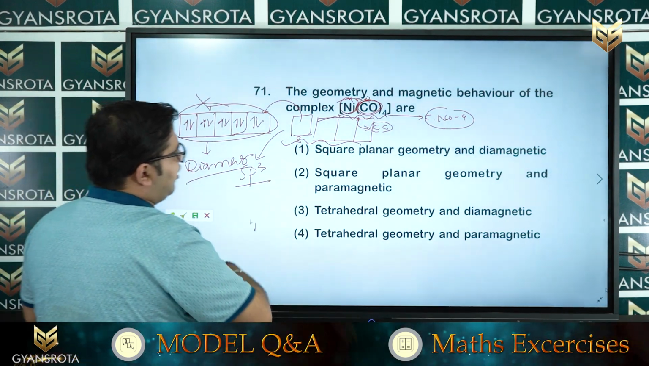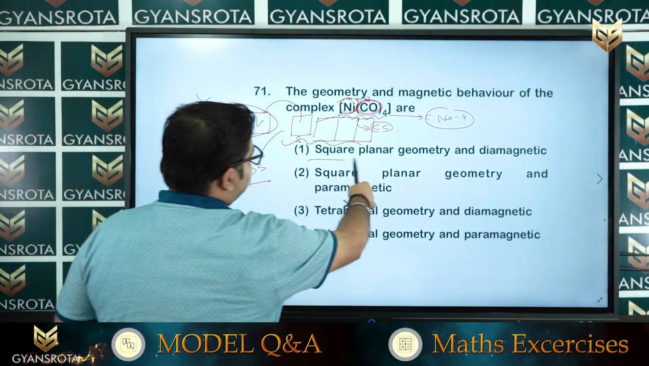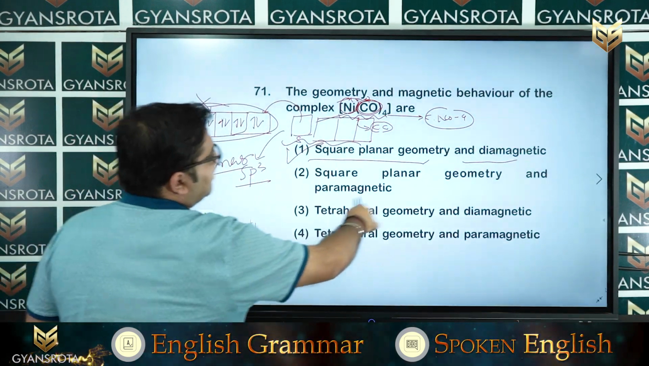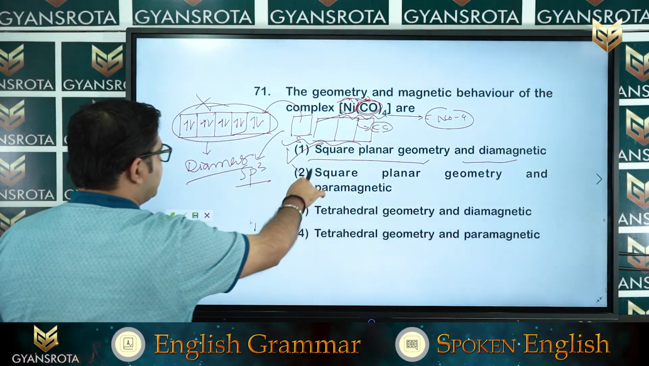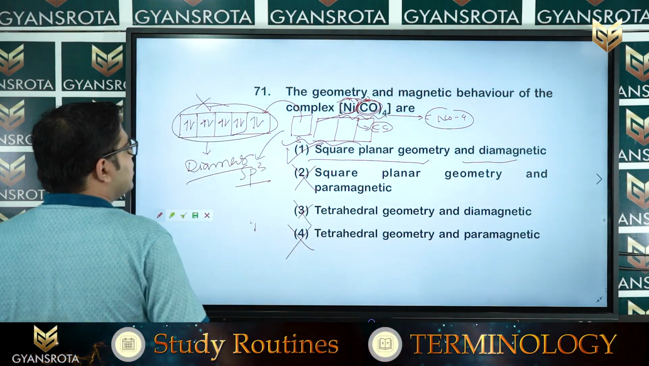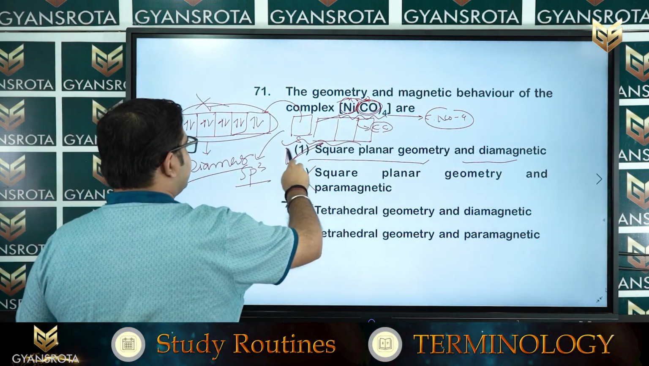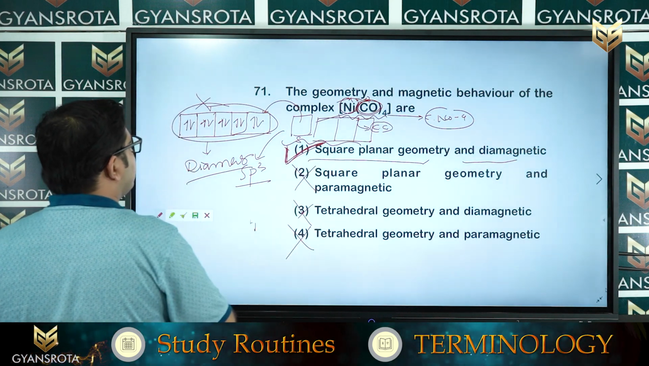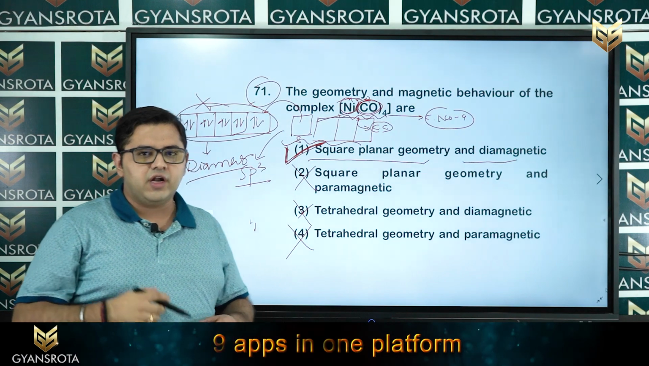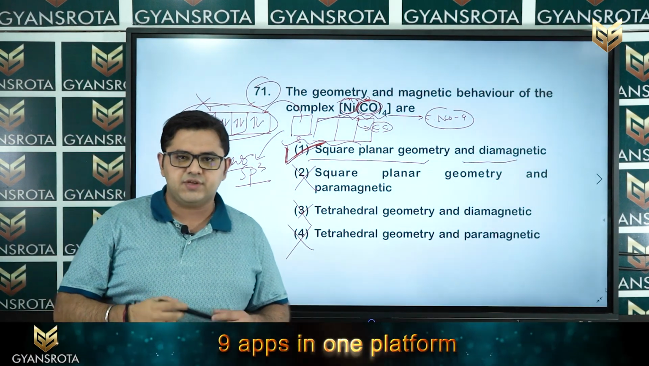So if you see in the options, square planar geometry and diamagnetic, yes, this is correct. Square planar geometry and paramagnetic, no, this is not. Tetrahedral geometry and paramagnetic, no. So what is left? Only one option is left, that is option number 1, which is the correct answer of question number 74. Now we are moving to the next question, that is question number 72.